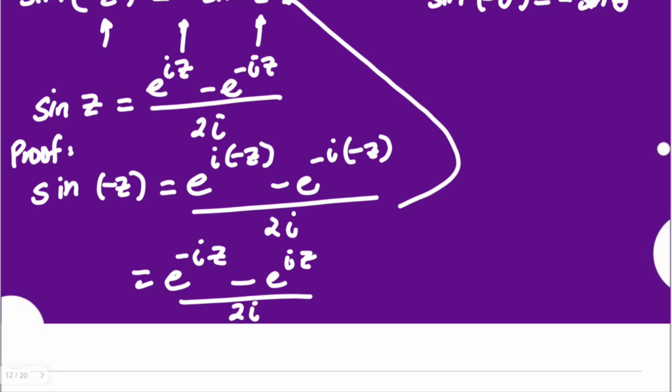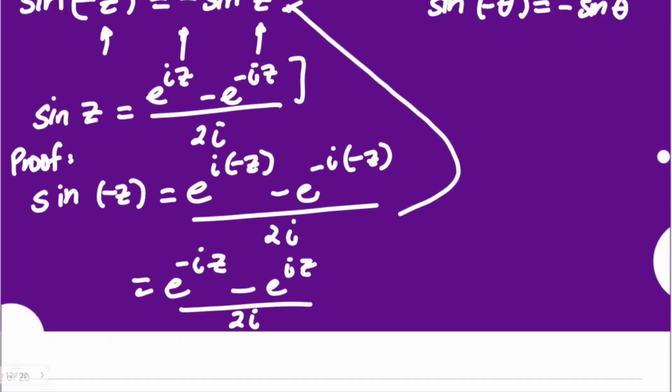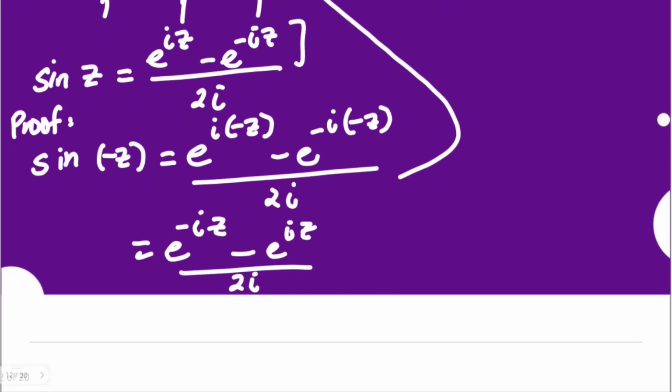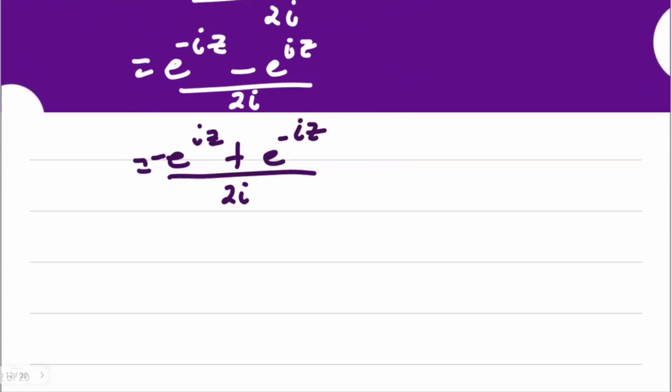Now, for this, the second term would be the negative exponent of iz. Since it's first here, we can rearrange the terms. I'm going to write this first: negative e to the power of iz plus e to the power of negative iz, still over 2i. I'm just rearranging the numerator. If I factor out the negative, I have e to the power of iz, and this becomes minus e to the power of negative iz, all over 2i.